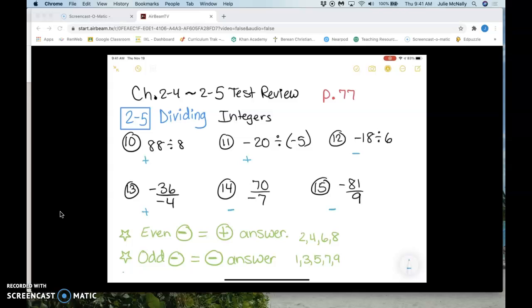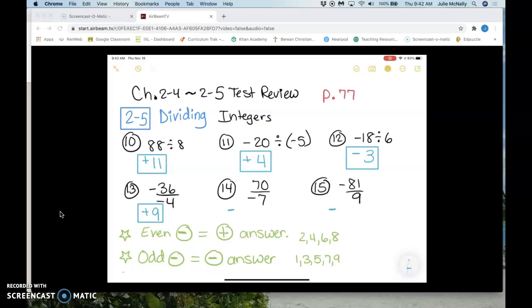88 divided by 8. 11. How about 20 divided by 5? 4. 18 divided by 6 is 3. And 36 divided by 4 is 9. Remember, fraction means divide, so just because it looks different, we're still doing the same operation.